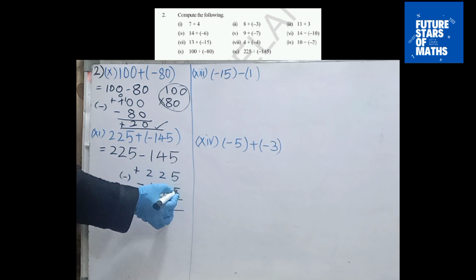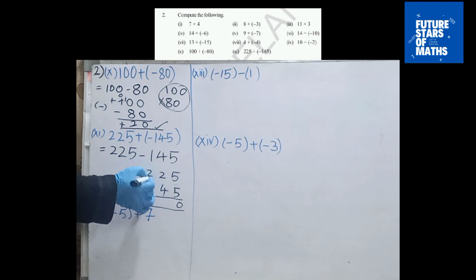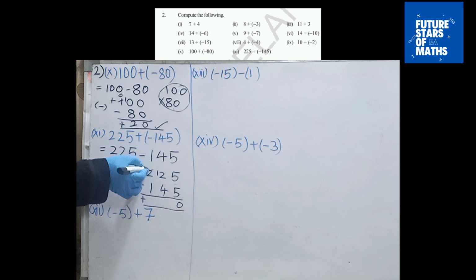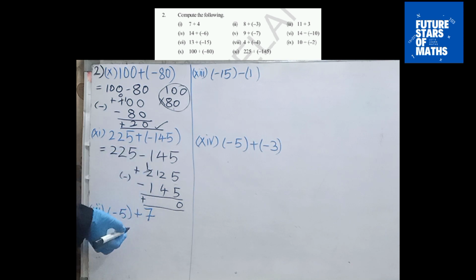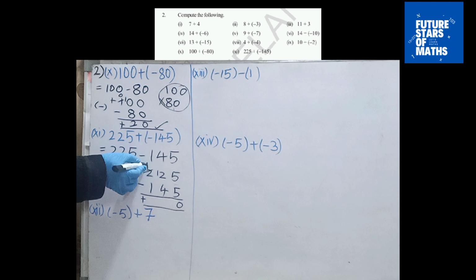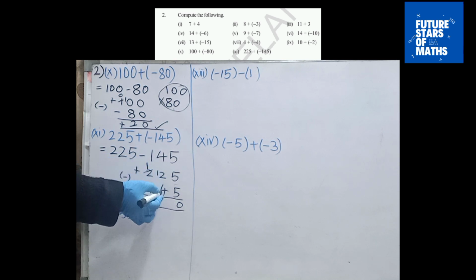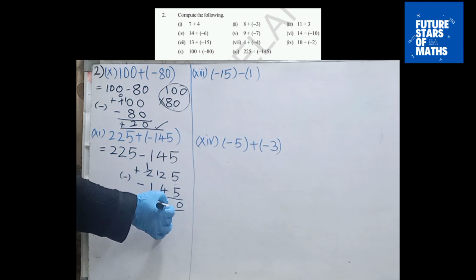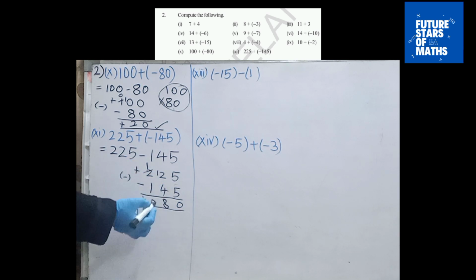Okay. Now 5 minus 5 is 0. 2 minus 4, we can't subtract 4 from 2. So it will go beside and ask 1 from his beside neighbor. So this will give 1 and it gets reduced by 1. Okay, so this 2 is reduced to 1. So now 12 minus 4 is 8. 1 minus 1, 0. So the answer is 80.